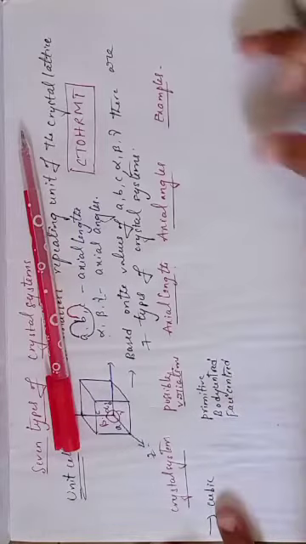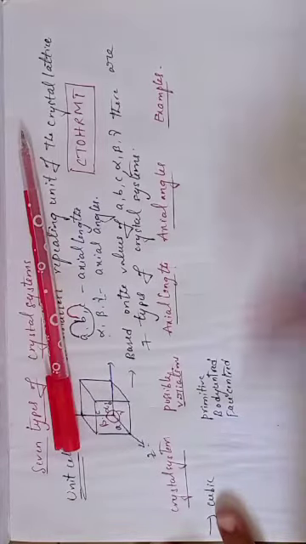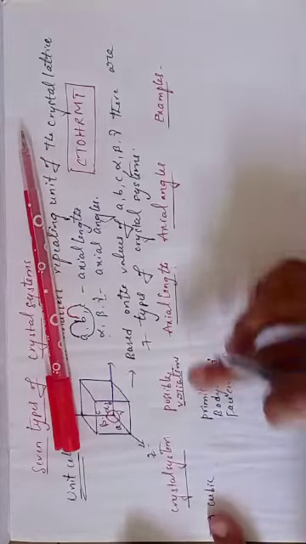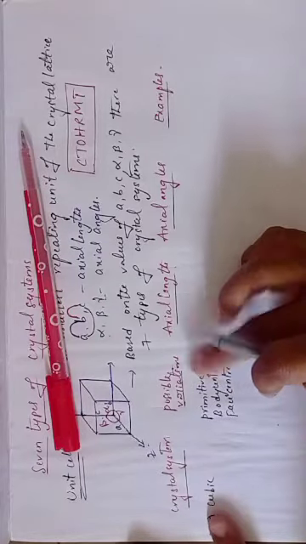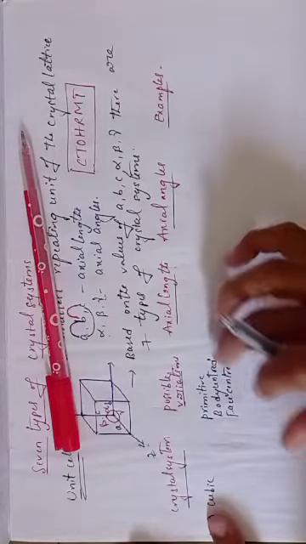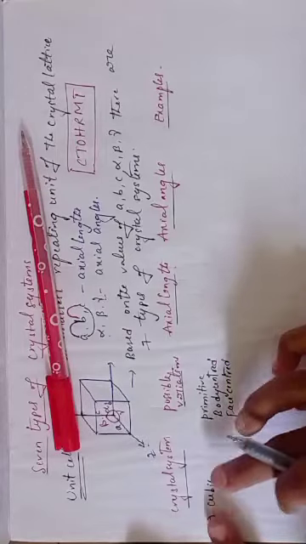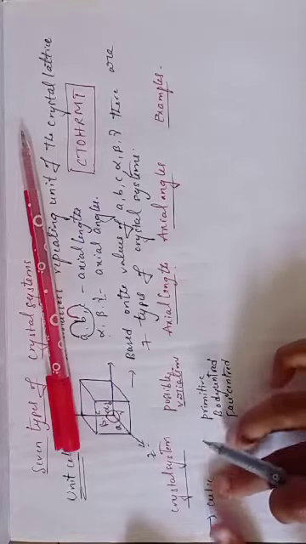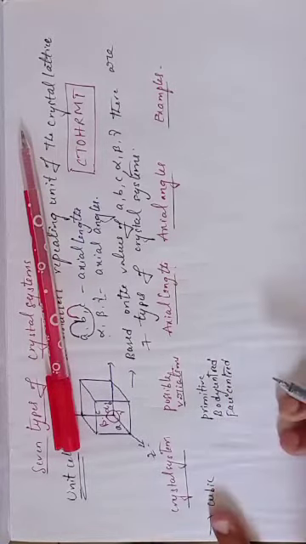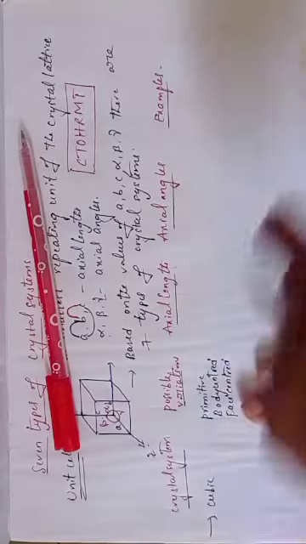Clear this one? So here in solid state we are discussing the cubic system. Primitive is nothing but simple cubic unit cell, then body centered, FCC. These three only we are discussing in the cubic unit cell. Understanding, students, only the cubic system we are discussing. The remaining systems we are not discussing.